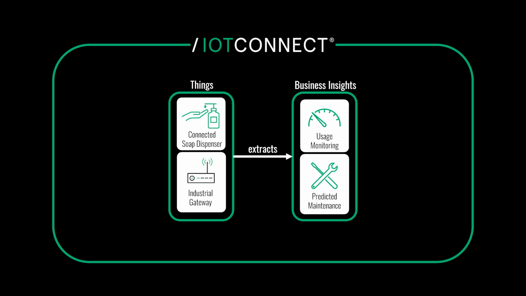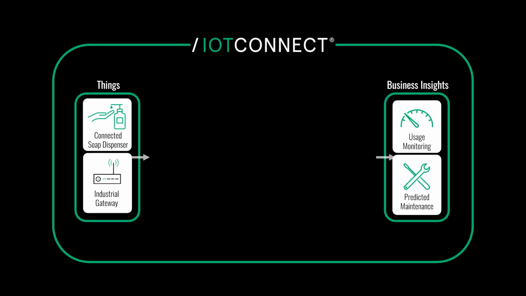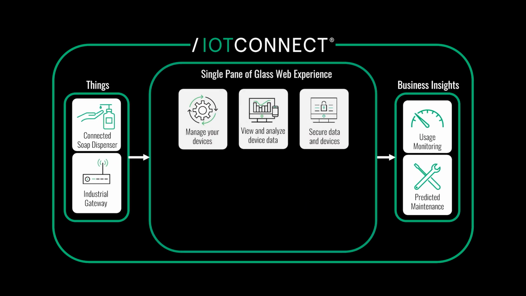And so what IoT Connect does, going back to that middleware platform portion, is that we do all of the work that goes in between the things and the insights. In this case, we provide a single pane of glass web experience, and it allows you to do a lot of the pieces I just talked about, like manage devices or view and analyze your data. And again, all of that is done with security at the forefront of everything we do.